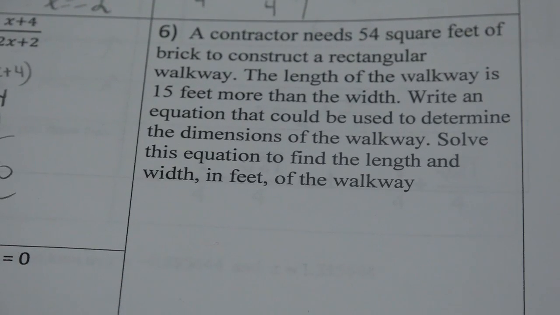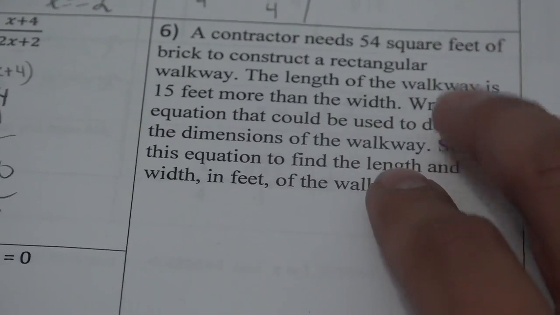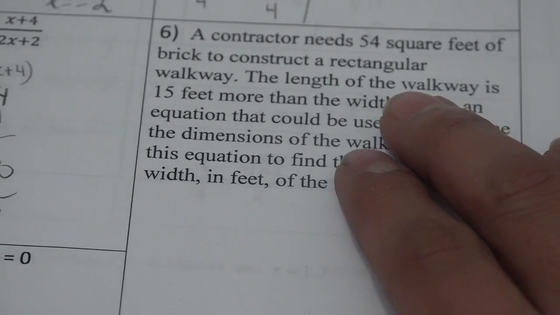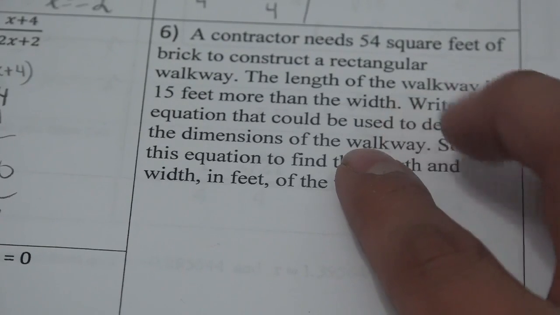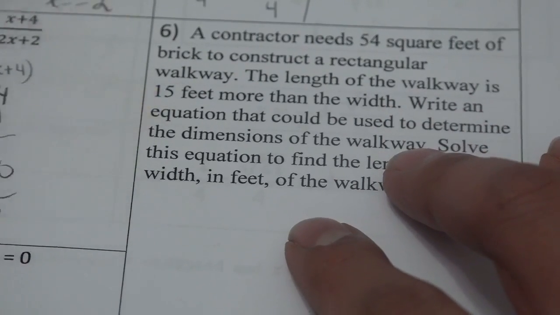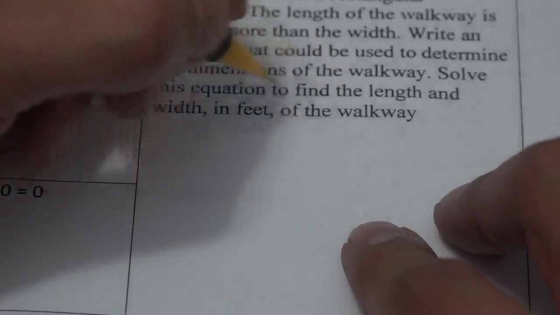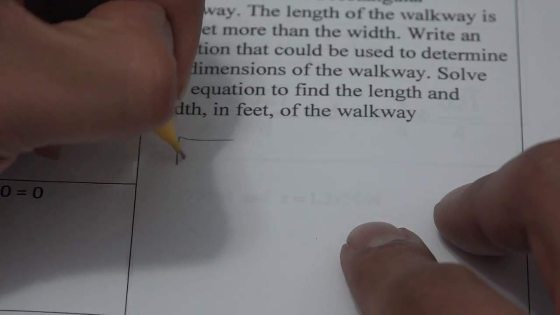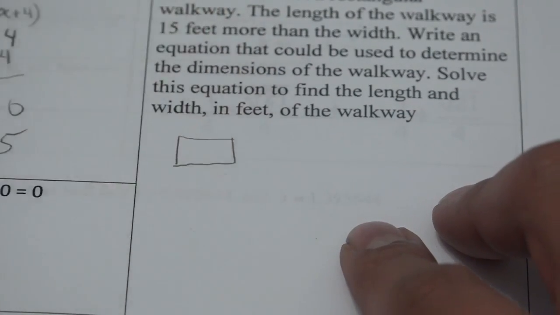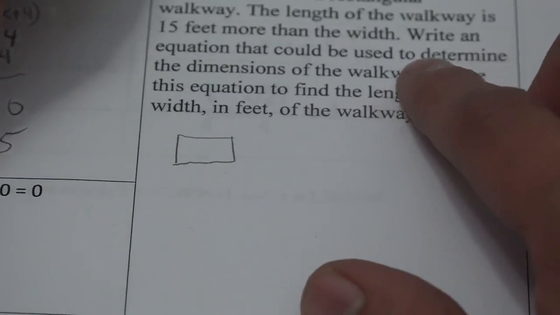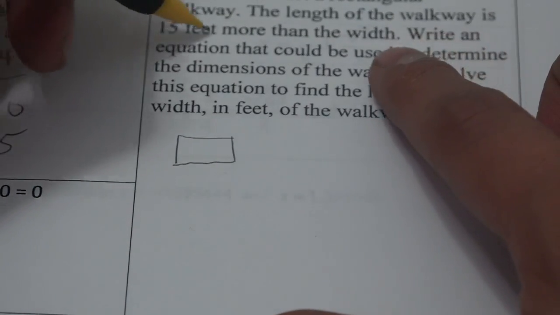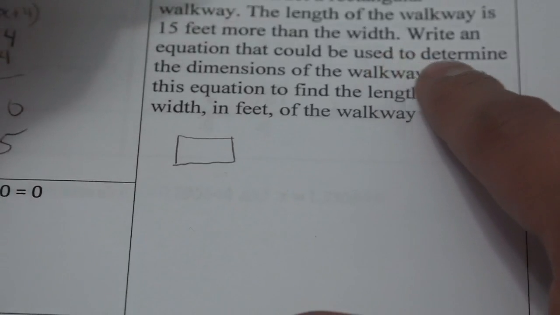It says a contractor needs, let me see, 43 minutes for this one. My God. A contractor needs 54 square feet of brick to construct a rectangular walkway. The length of the walkway is 15. Okay, I need a visual here. I cannot work without a visual. So this is the rectangle. Okay. So it says the length of the walkway is 15 more than the width.